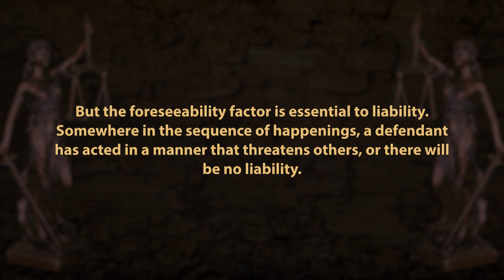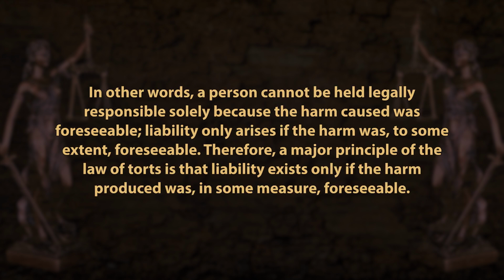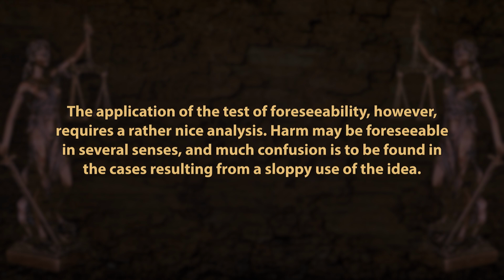Somewhere in the sequence of happenings, a defendant has acted in a manner that threatens others, or there will be no liability. In other words, a person cannot be held legally responsible solely because the harm caused was foreseeable. Liability only arises if the harm was to some extent foreseeable. Therefore, a major principle of the law of torts is that liability exists only if the harm produced was in some measure foreseeable.